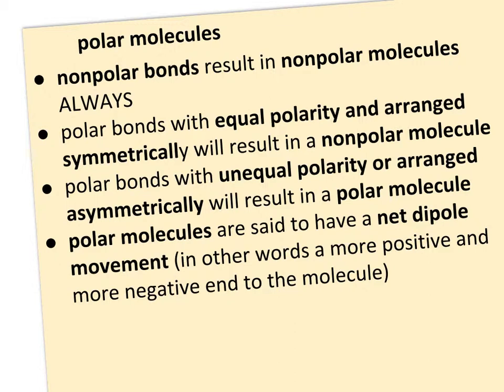You're going to get a polar molecule when you either have polar bonds with unequal polarity, so for example, 2 hydrogens and 1 chlorine bonded to the nitrogen, or if they have equal or unequal polarity and they're arranged asymmetrically. Either of those cases can give you a polar molecule. And polar molecules are said to have a net dipole moment. In other words, there's a more positive end and a more negative end to the molecule.